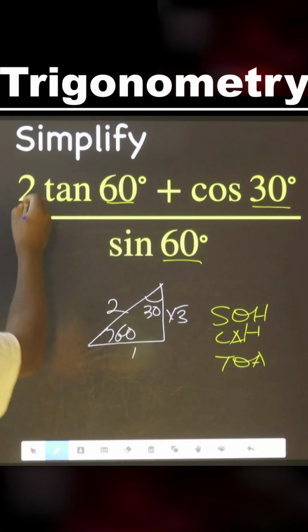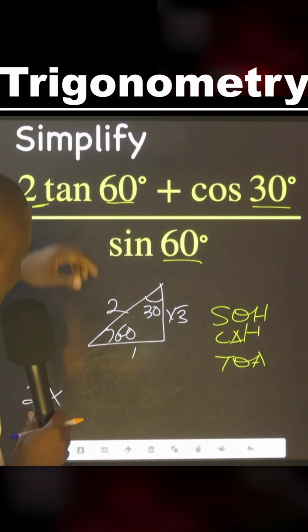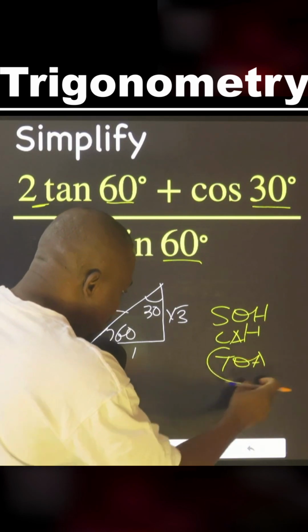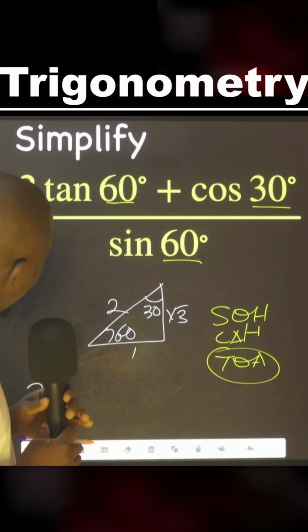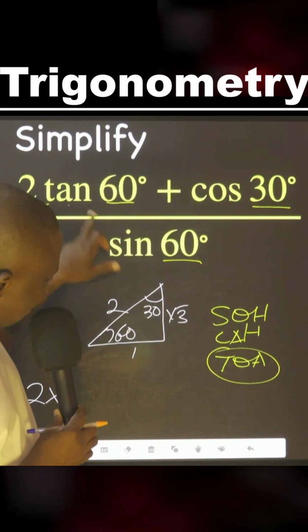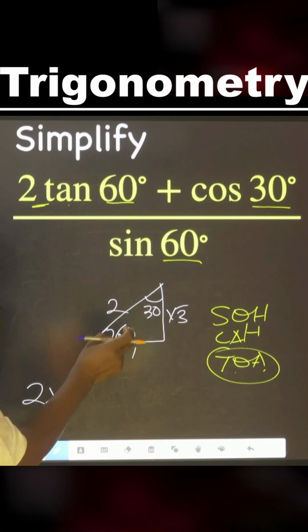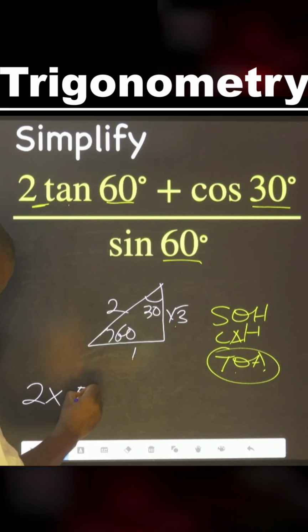Okay? So these two, we put the 2. Remember, between these 2 and tan, there is multiplication, invisible multiplication. So what is tan 60? That is TOA. Okay? TOA means tangent is equal to opposite over adjacent. That is square root of 3 over 1.